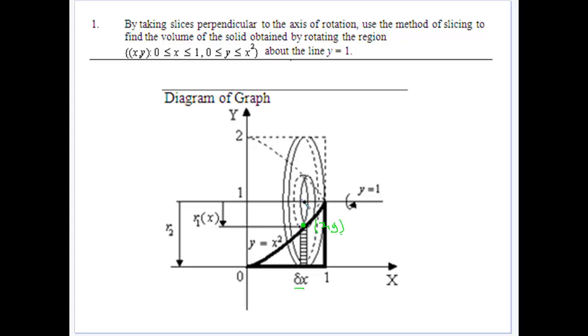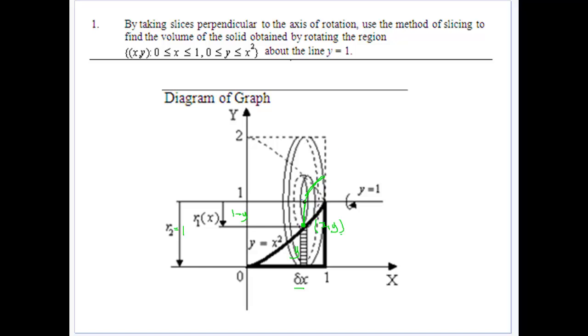We need to find two things. We need to find the radius of the large circle and the radius of the small circle. So to get the radius of our large circle here, we've got the line y is equal to 1. So a distance of 1 there. So the large radius of our circle would be 1. Now if this distance is y here, then the radius of the small circle is going to give us 1 minus y, because it would be a total of 1, take away the distance y would leave us that distance there.